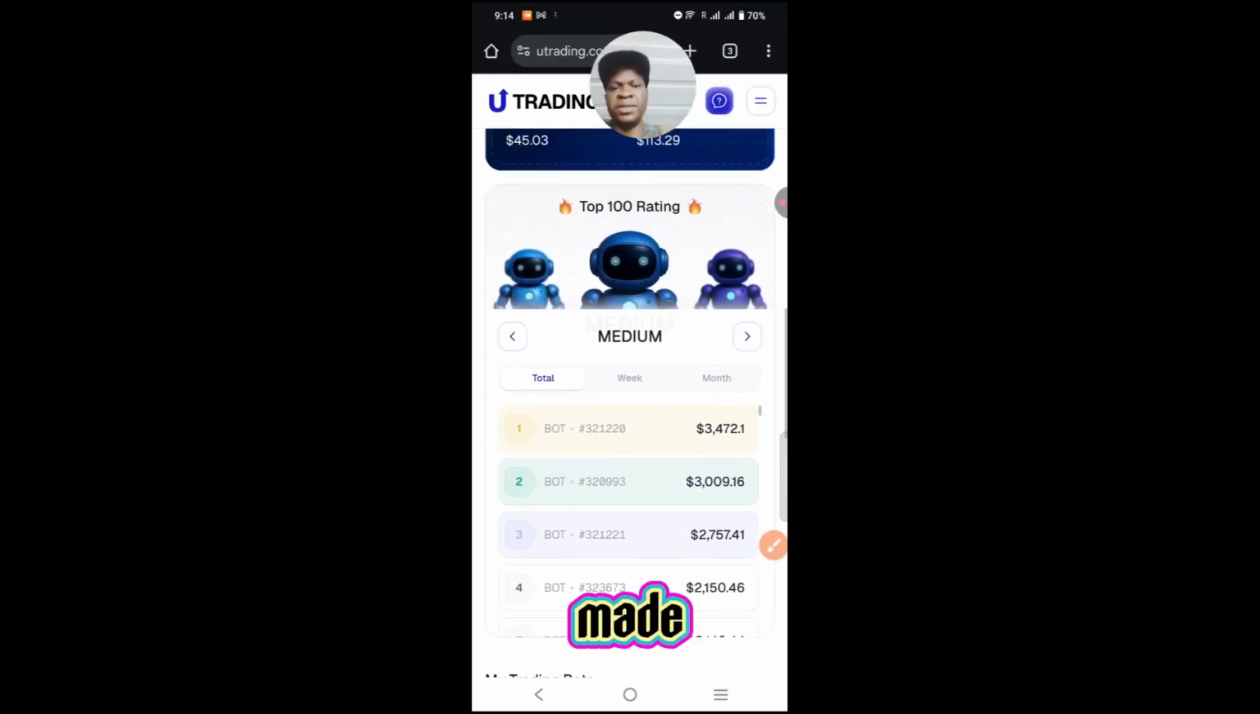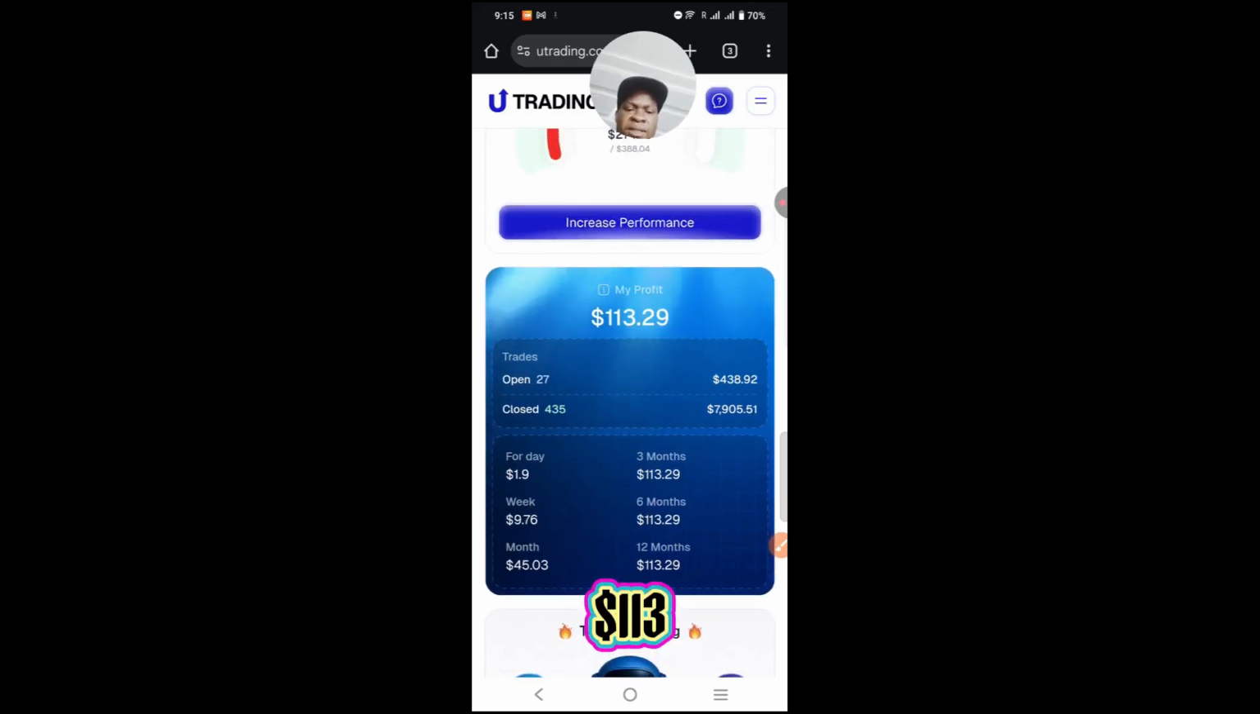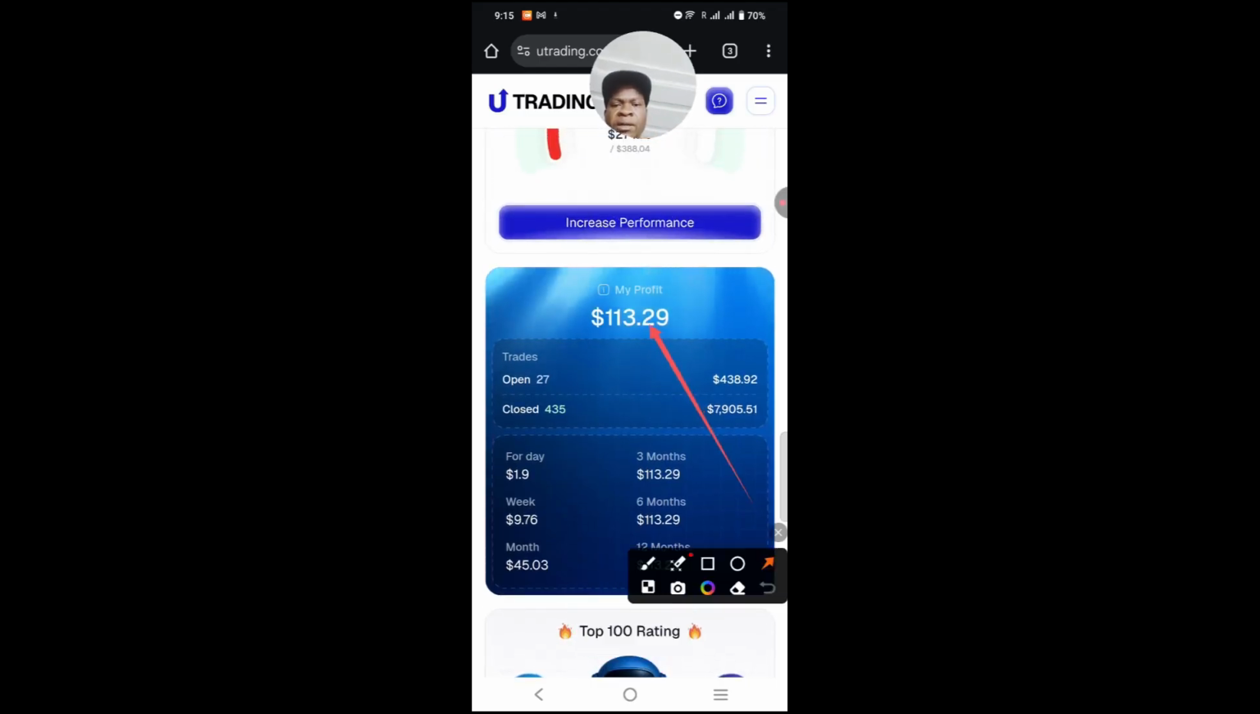This is a preview of what is on your account. Now this robot has made $113, as you can see from here. Profit: $113. So I want to quickly walk you through the process of withdrawing the profit it has made, or part of it, or even everything. I'm going to show you step by step, don't worry. All right, let's move on.